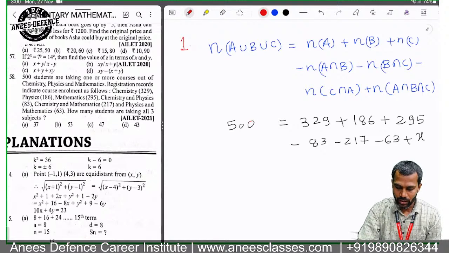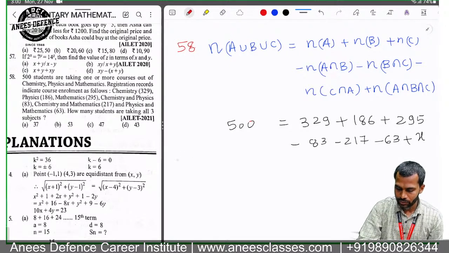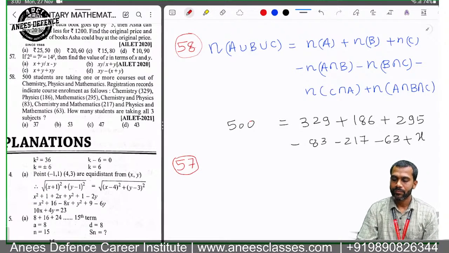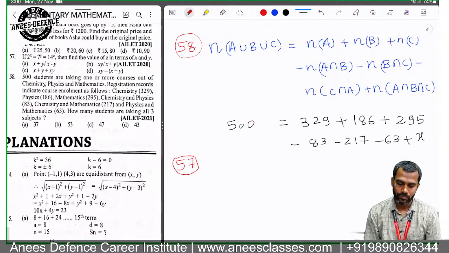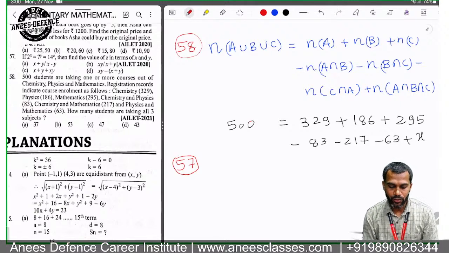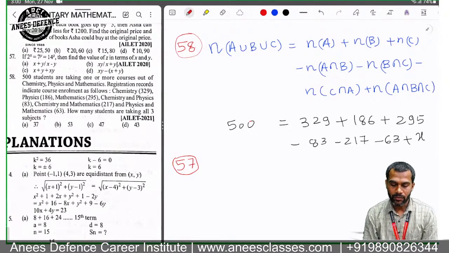Please try to solve question number 57. That was question number 58. Now we need to solve question number 57. Please try. 2 raised to x is equal to 7 raised to y is equal to 14 raised to z. Then find the value of z in terms of x and y.